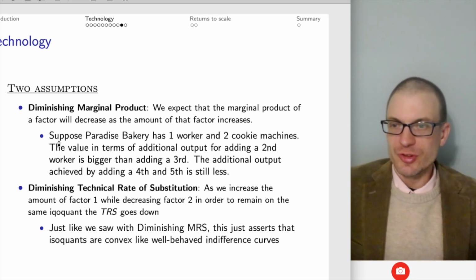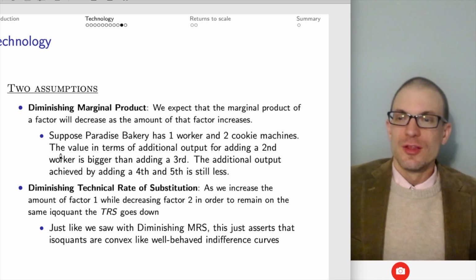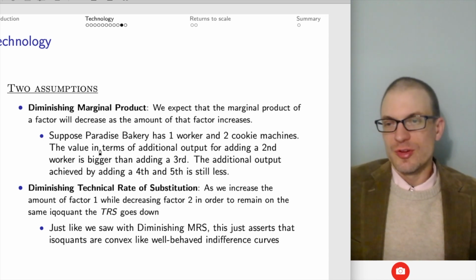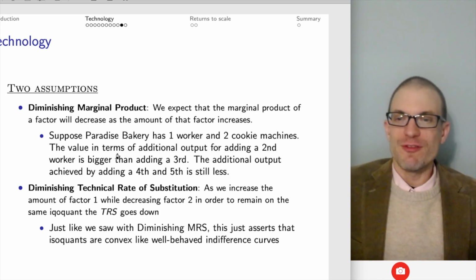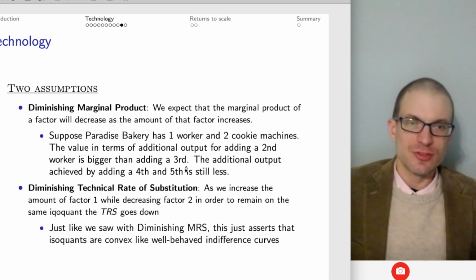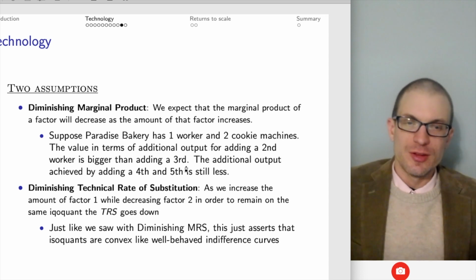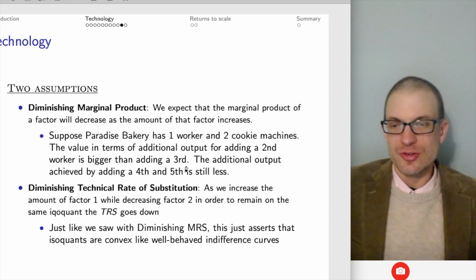So that's my example. Suppose Paradise Bakery has 1 worker, 2 cookie machines. I don't know what a cookie machine is, but they've got 2 of them. The diminishing marginal product assumption requires that the value in terms of additional output, additional cookies, from adding the second worker is going to be bigger than adding a third. And then the additional output achieved by adding the 4th and 5th is going to be still less, right? So think about how many additional cookies we're getting when we hire 1 more worker. And for each additional worker, the gain in terms of output is going to be smaller and smaller.